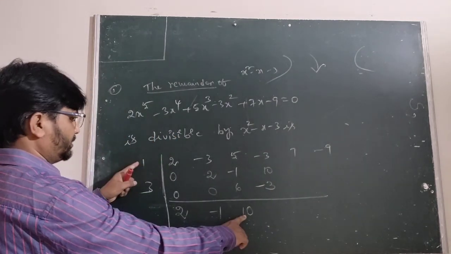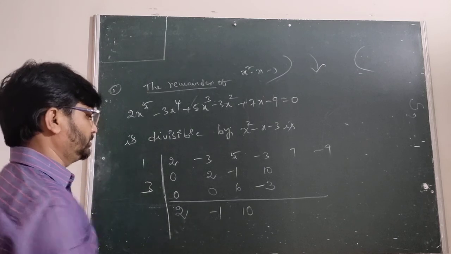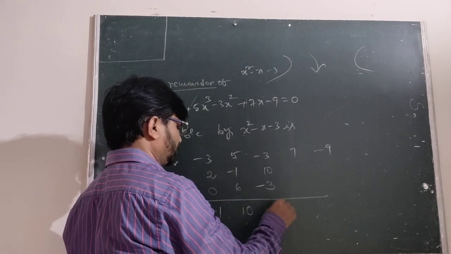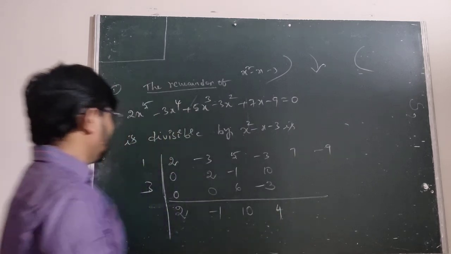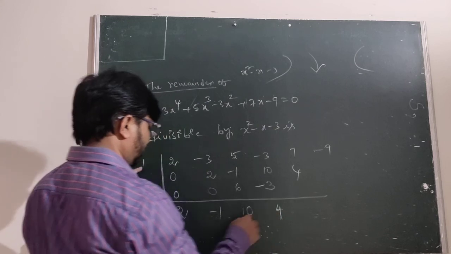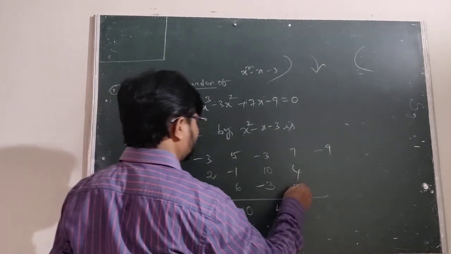Therefore, 10 into 1 is 10. This is minus 3. Now this is minus 3 minus 3, minus 6. 10 minus 6 is 4. Now the 1 is multiplied with the 4. The before one is 10 into 3, 30.